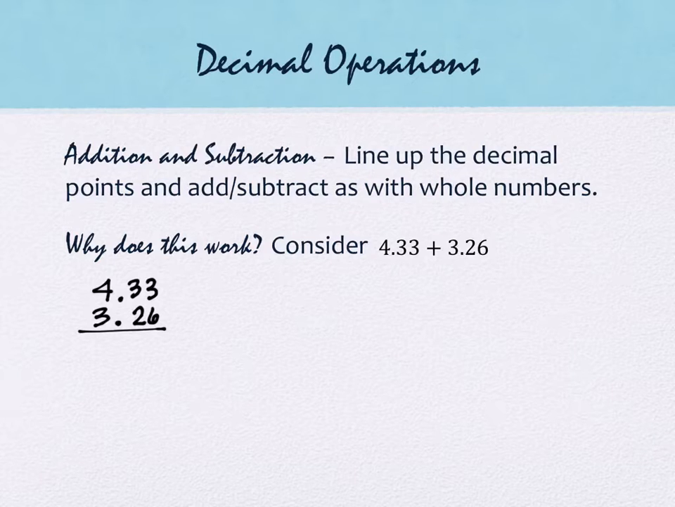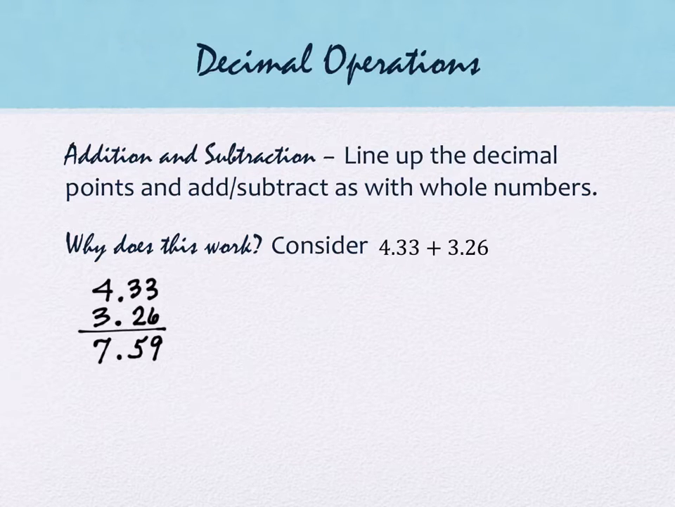And then we add like we do with whole numbers. And if you've taken number theory, you know we have multiple options of how to do the addition. The standard algorithm starts on the right-hand side. So 3 plus 6 is 9. 3 plus 2 is 5. And I bring my decimal point straight down. And then 4 plus 3 is 7. Okay, so that's what the algorithm is, the way in which we do it.